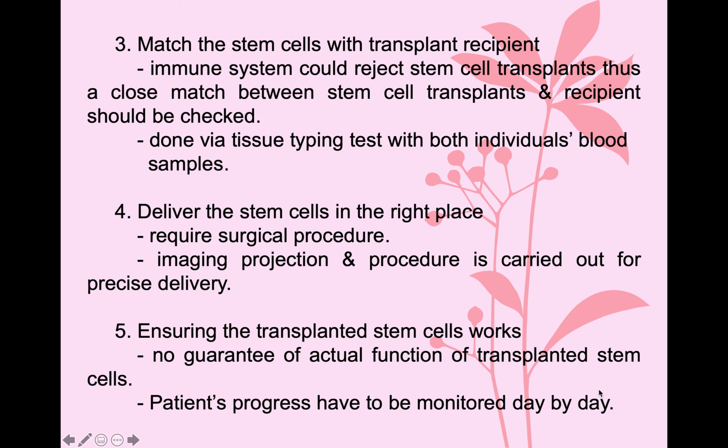Criteria number 4, deliver the stem cells to the right place. Of course this requires a surgical procedure. Stem cells usually you couldn't deliver by IV drip, it's not possible, it usually requires surgery. So imaging guides the projection and the procedure is carried out for precise delivery. This is to ensure that you minimize the risk of rejection and also any complication later on.